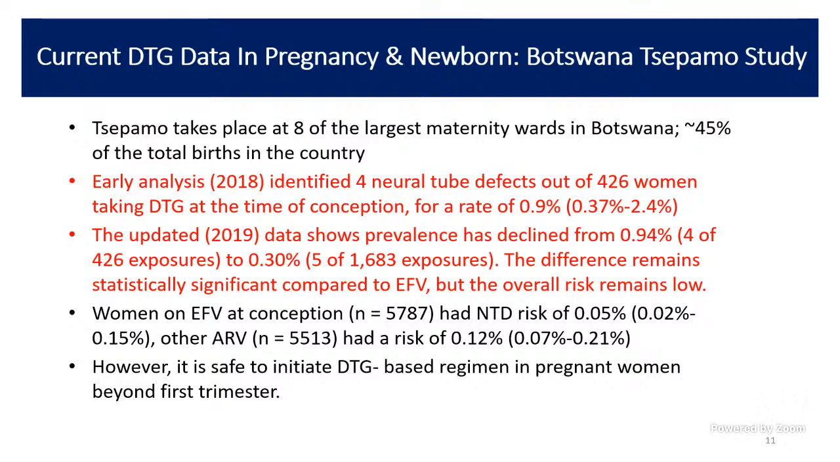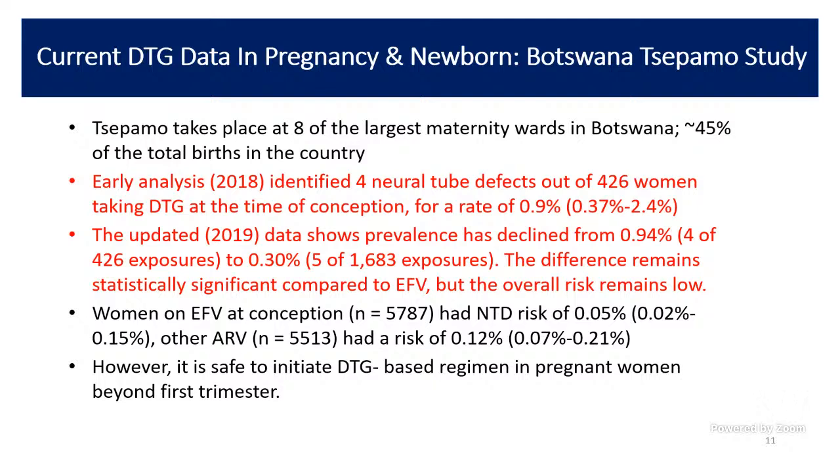So because efavirenz, we know that the risk of neural tube defect with efavirenz is only 0.05%. That is, in 10,000 childbirths, there is a chance of only 5 newborns being affected with the neural tube defect. Here we see it's 0.9%, that is 9 out of every 1,000 children may be affected with the neural tube defects when the concern is with the dolutegravir regimen.